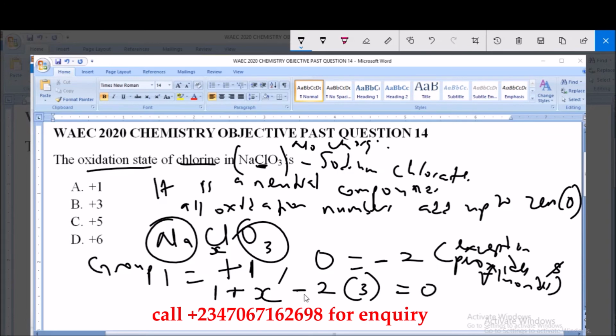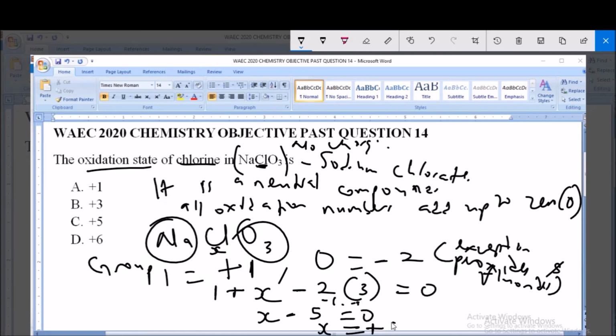So minus 2 times 3 is minus 6, and 1 plus minus 6 is minus 5. So X minus 5 is equal to 0. So you take this to the other side, X is equal to plus 5. Plus 5, that is chlorine. The oxidation number of chlorine is plus 5, and plus 5 is C.